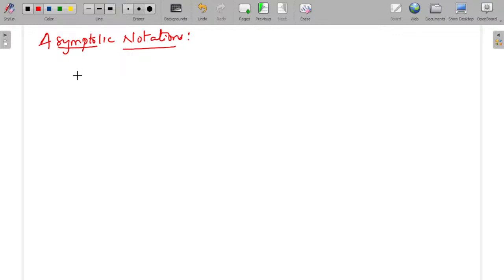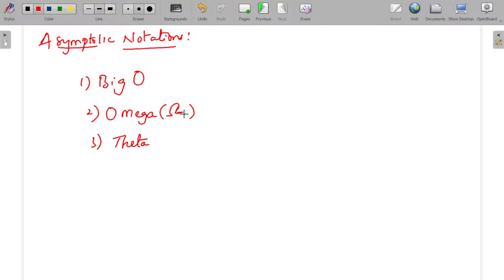Asymptotic notations are of these many types. The first and most famous asymptotic notation is big O notation. The next more popular asymptotic notation is omega notation. And the third one is theta notation. These are the more popular asymptotic notations, used to represent the time complexity of any given algorithm. Not only time complexity, it can be space complexity also. Now we are going to go with big O notation.